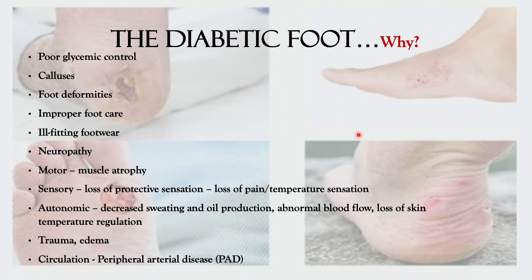Why do diabetic foot ulcers occur? They occur because of poor glycemic control, calluses, deformities, improper or ill-fitting footwear, neuropathy, muscle atrophy, sensory loss, a loss of protective sensation, loss of pain and temperature sensation, autonomic changes, decreased sweating and oil production, abnormal blood flow, loss of skin and temperature regulation, trauma, edema, and circulation issues, including peripheral arterial disease.